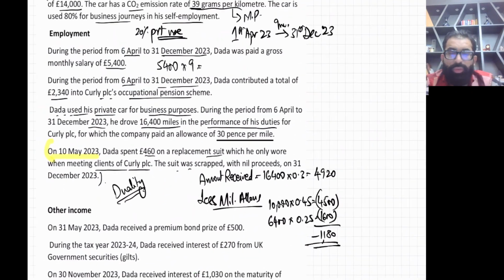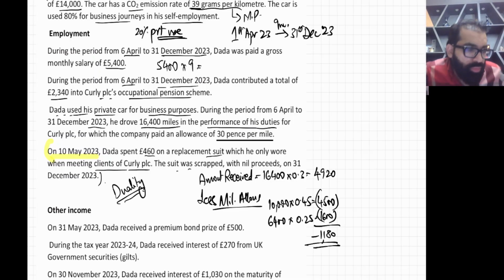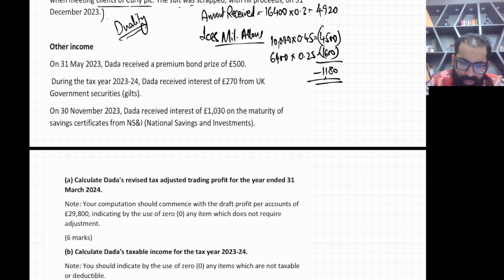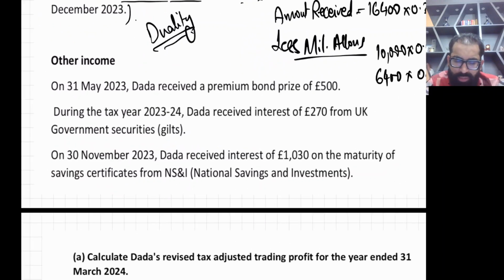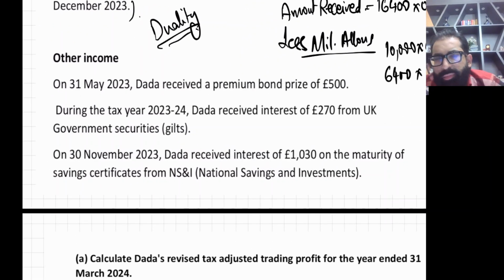Then you need to calculate employment income. And finally, there is some other income as well. Other income is just a 30 seconds game if you have taken my lectures.